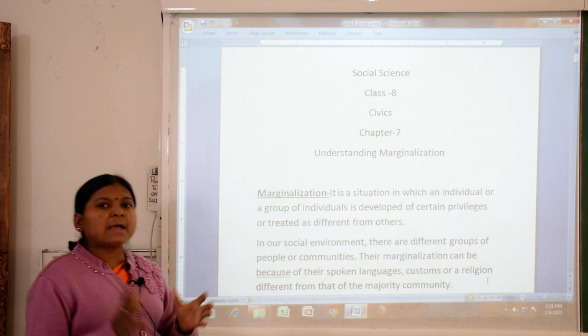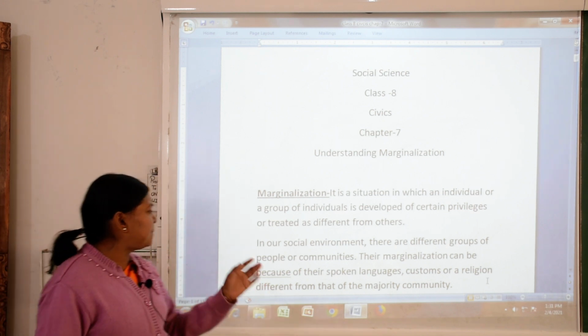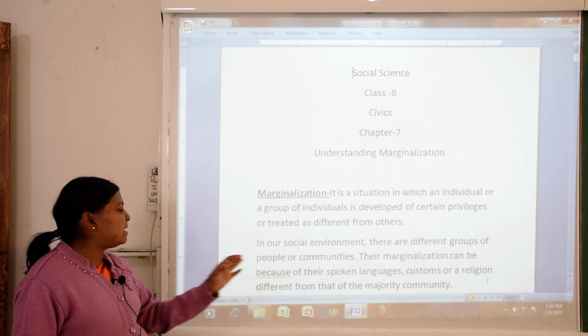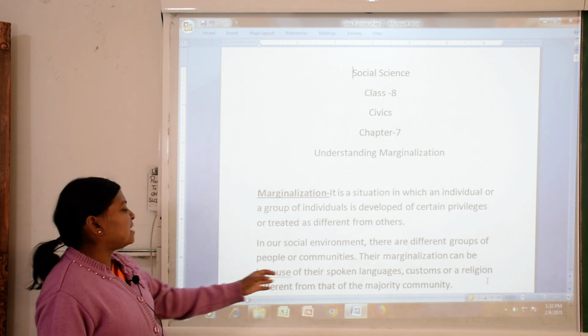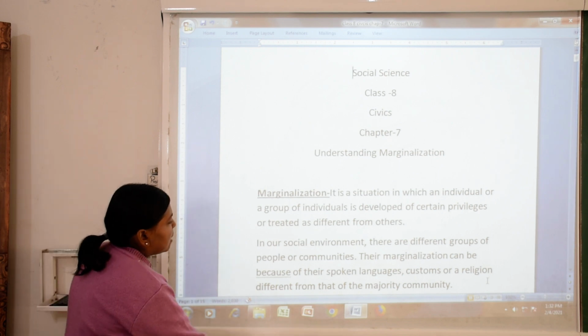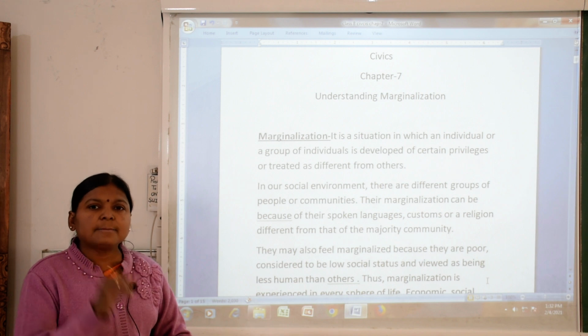Do you know, in our social environment, we see different groups of people or communities living together. So how can marginalization come about? Because of some reasons like their spoken languages, their customs or their religions being different from that of the majority community. That is the biggest reason.